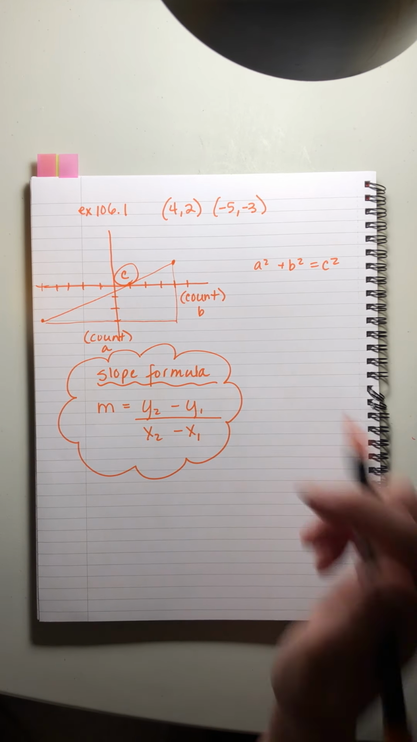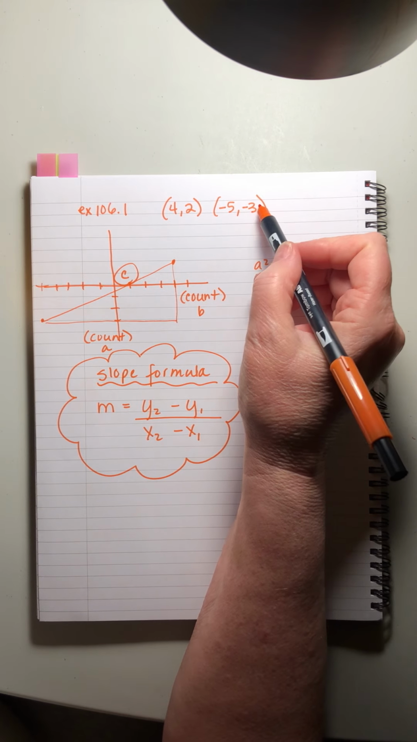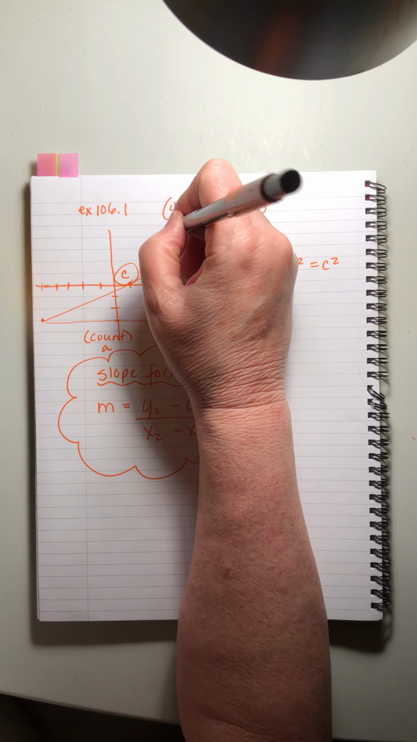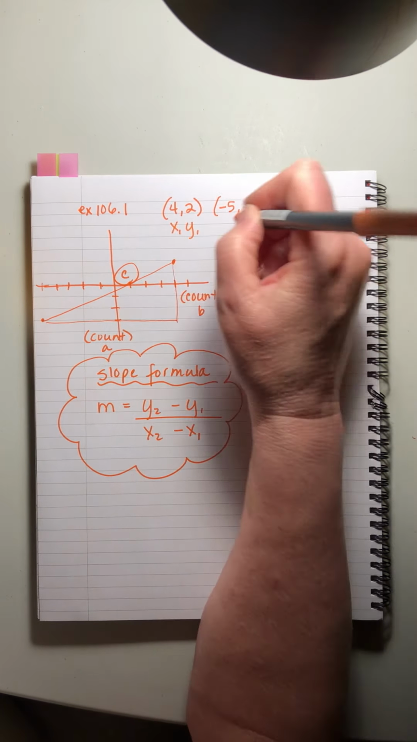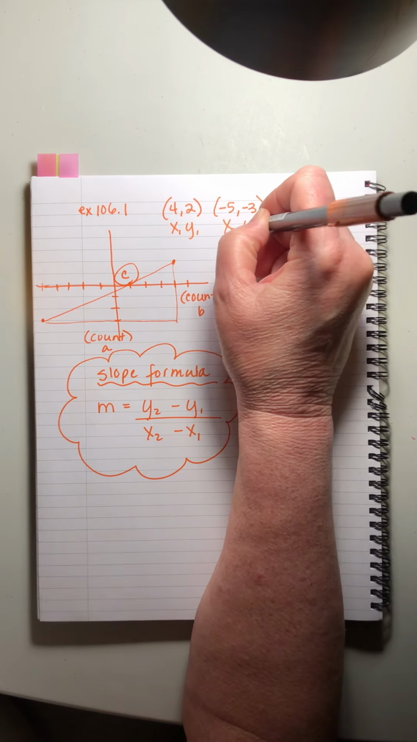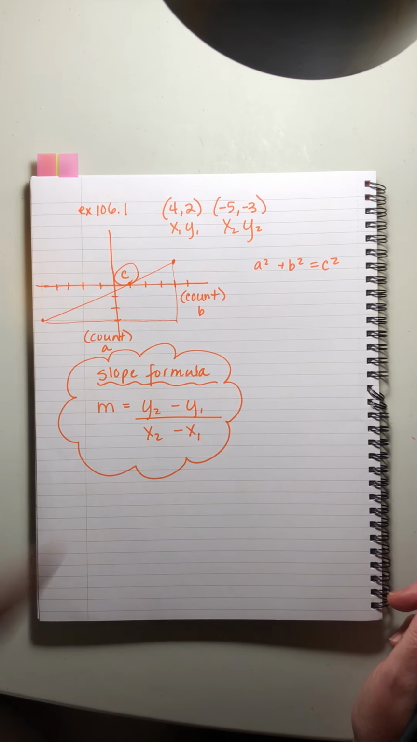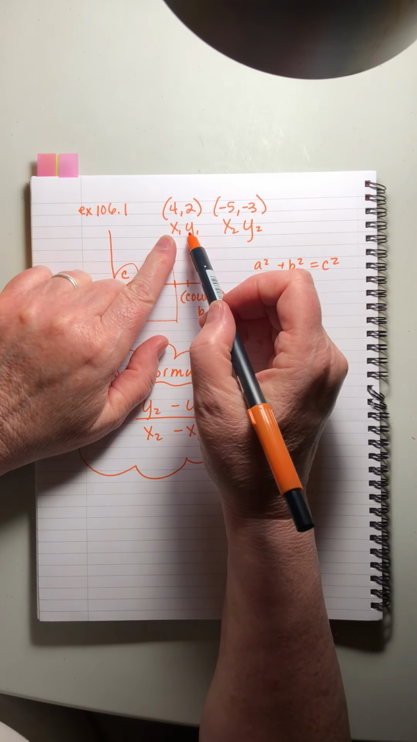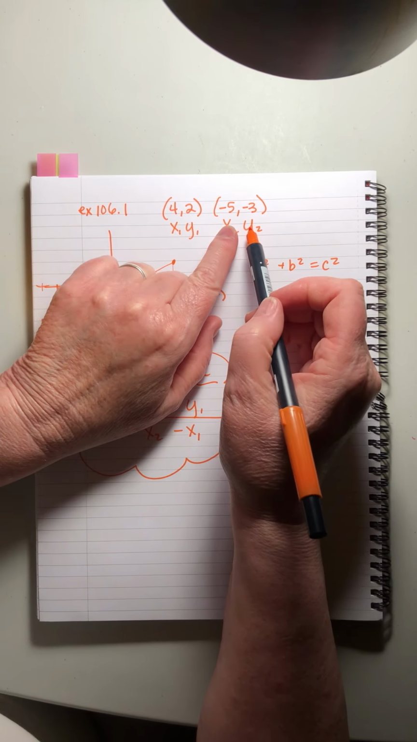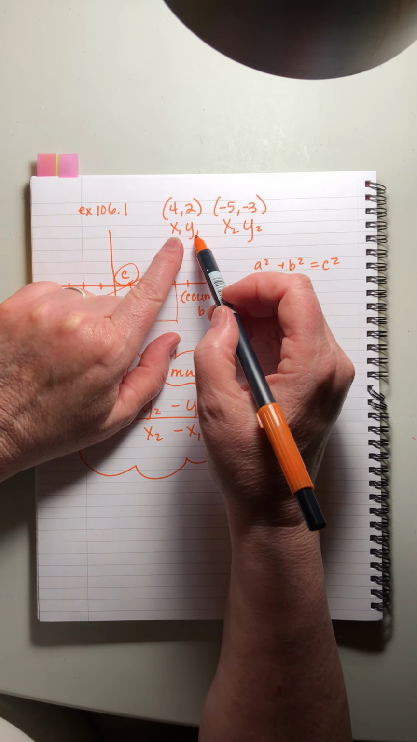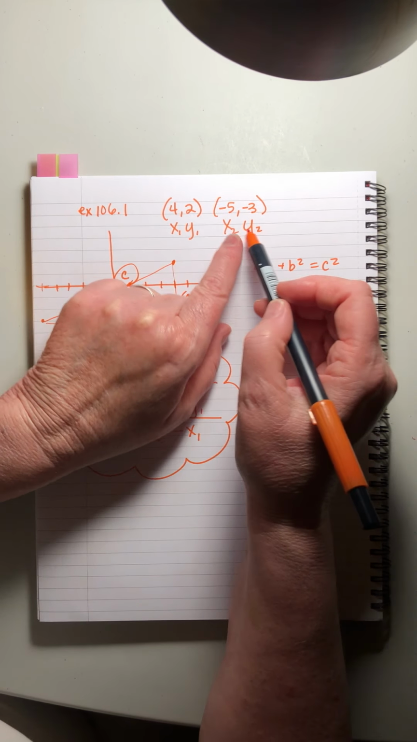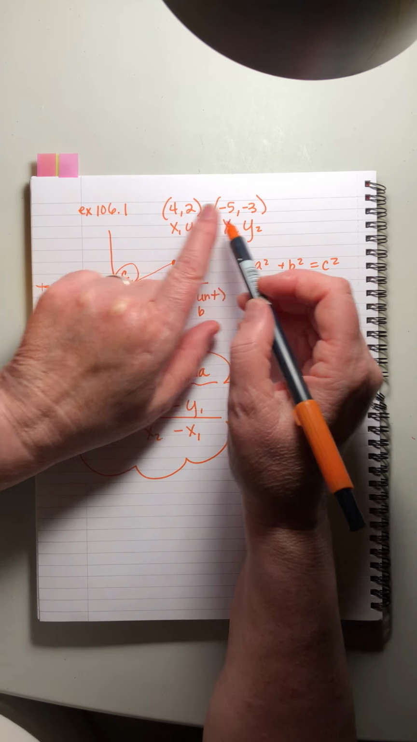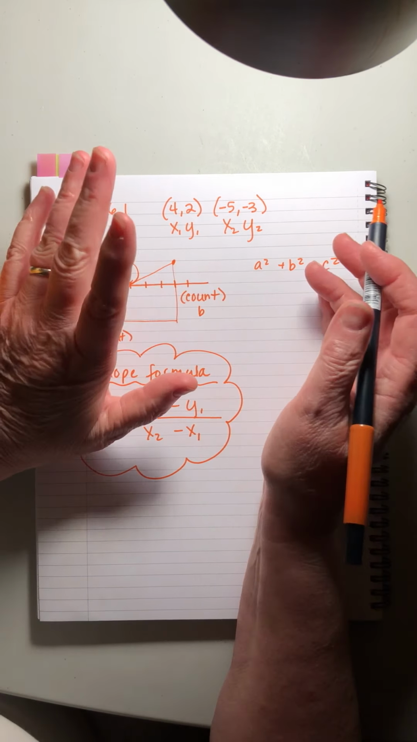Let me show you how to use it. These are the two points that we were given, right? So we're just going to name them x1, y1, and x2, y2. Now, does it matter that the first one is 1 and the second one is 2? No. What does matter is that you get your x's and y's in the right place, and that the two that go together need the same subscript. And these guys need the same subscript. These could be the ones and these could be the twos. That would be fine.